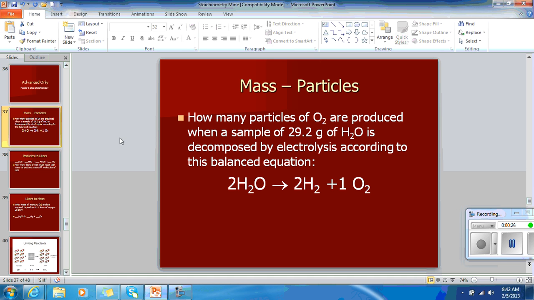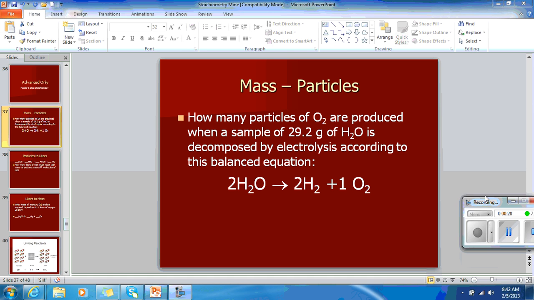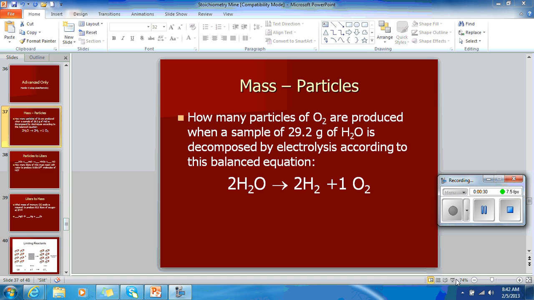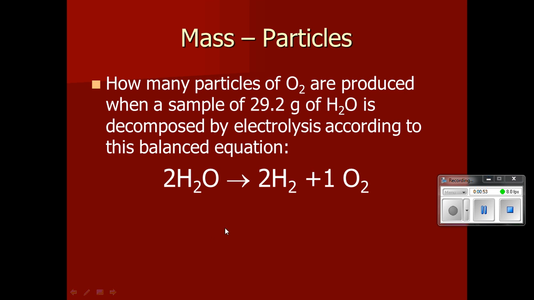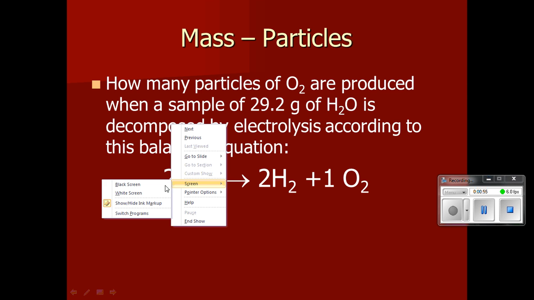Okay, so here's our first question. It says, how many particles of O2 are produced when a sample of 29.2 grams of H2O is decomposed by something called electrolysis. Basically, what that is, I'm breaking apart water with electricity. So it's decomposed by electrolysis according to the balanced equation. I provided the balanced equation here for you. So let's go ahead and set that up.